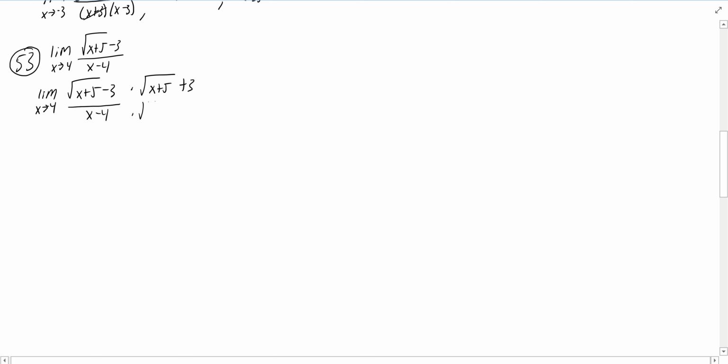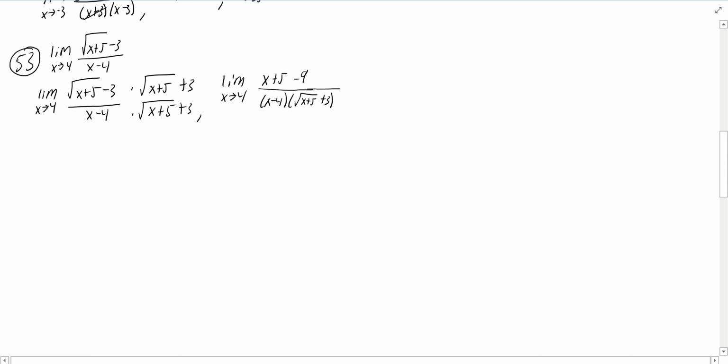We're going to do the same thing as we did to our numerator. So we're going to put this times the square root of x plus 5 plus 3. And so what this is going to end up doing for us is we're going to get the limit as x goes to 4 of x plus 5 minus 9 all over x minus 4 times the square root of x plus 5 plus 3.